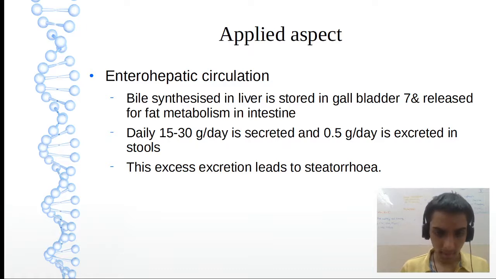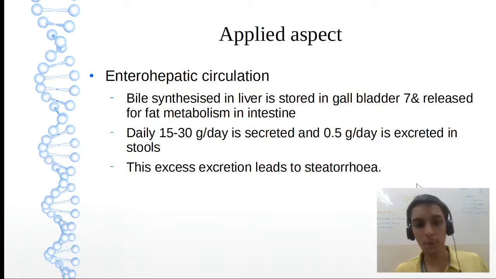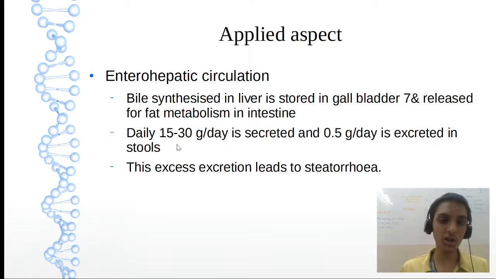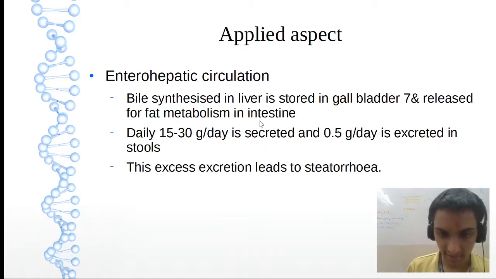Remember that daily 15 to 30 grams. Easy, just remember 15, double is 30. So 15 to 30 grams per day will be released. 0.5 grams per day is excreted. How do I remember this 0.5? Divide these two numbers, 15 and 30. What are you getting? 0.5, right? So that's the way we can remember. So 0.5 grams per day in the stools, 15 to 30 grams per day secreted.